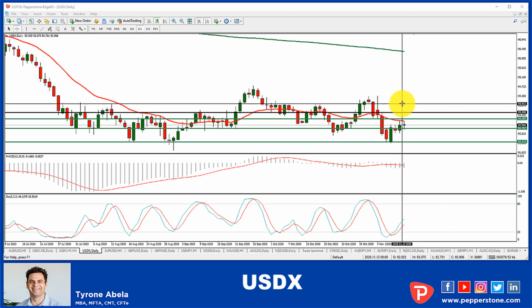93.50 is probably where we're going to break even, because that's going to be the first place that we're going to find a little bit of trouble. But yeah, definitely a 94 is in our sights if we get that close above the 20. So keep an eye on this one.